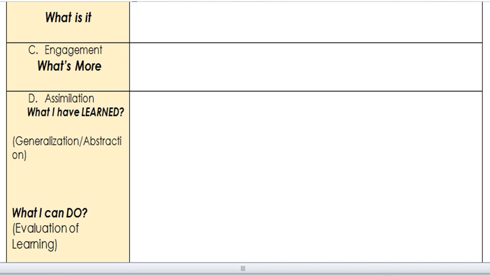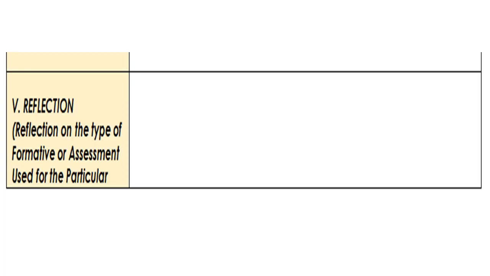So, ano yung nakikita natin dito? What I have learned. So, dyan pumapasok yung generalization natin. What I can do. Ito naman yung ating evaluation of learners. And the last part is, syempre, yung reflection. The reflection of the type of formative or assessment used for the particular objective.